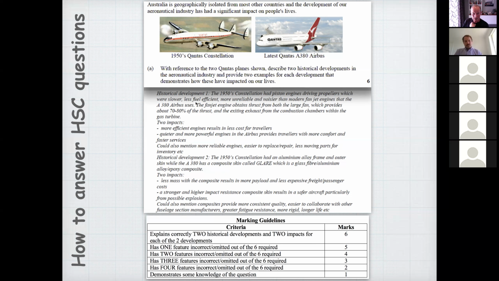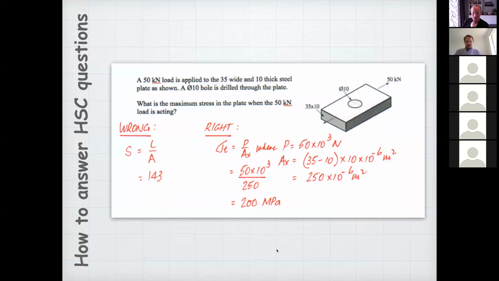So twice 3 is 6. There's 1 mark for that, and 1 mark for that, and 1 mark for that. And here's historical development 2: 1 mark for that, and 2 impacts down there. So the students should be aware that there should be 6 responses. And I want to draw your attention to this here. See, that demonstrates some knowledge of the question. You get 1 mark.